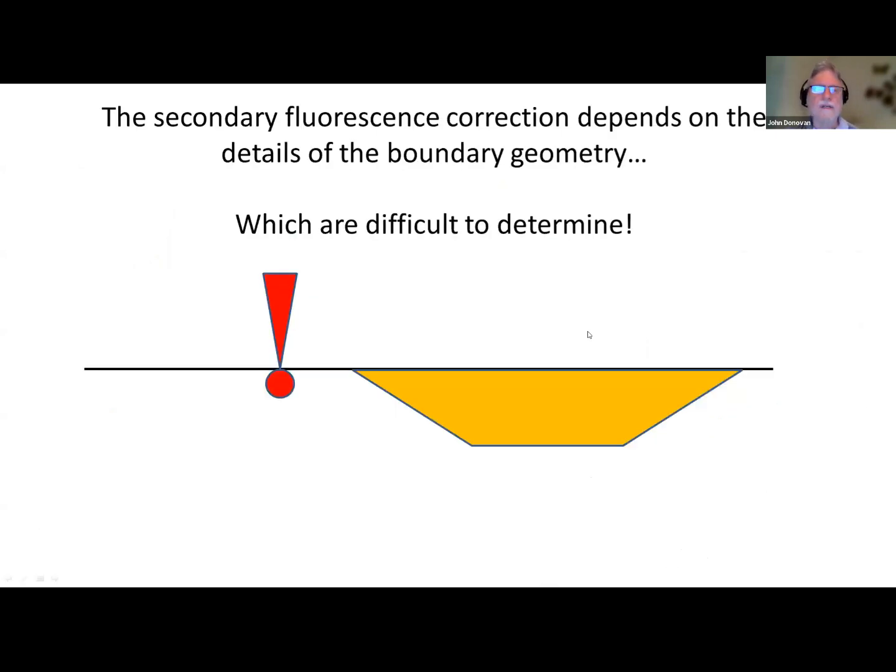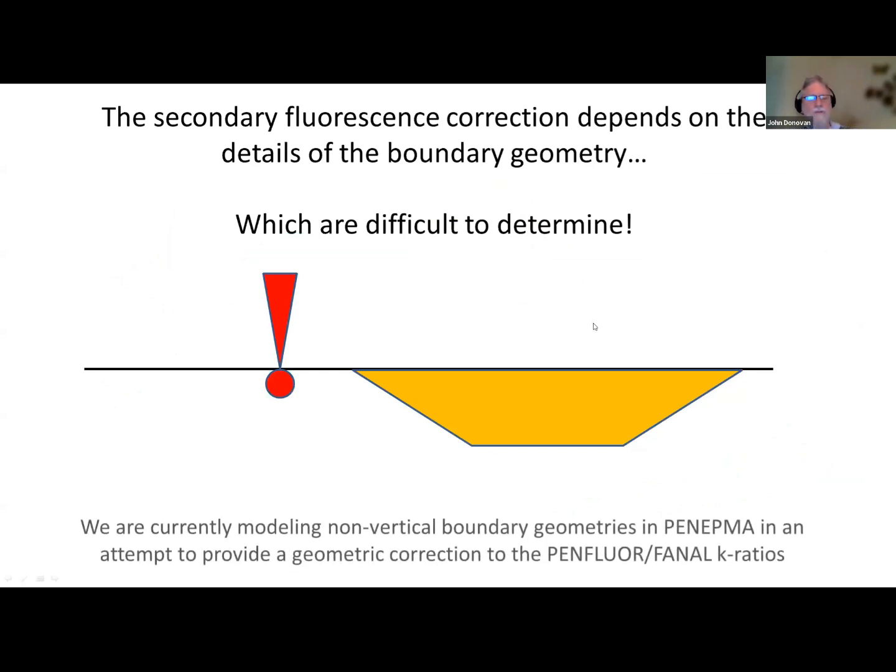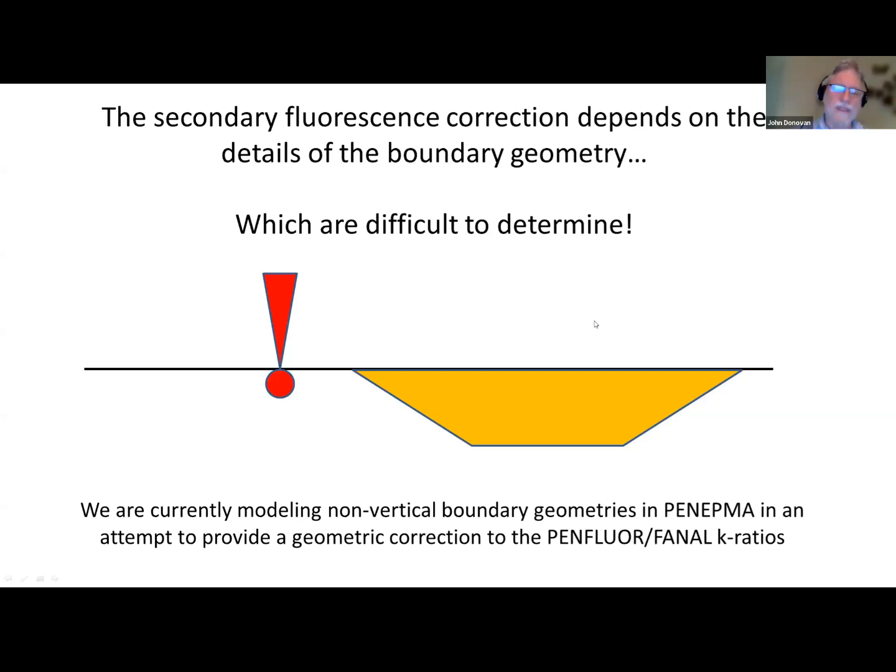So we're running models right now, trying to see if we can come up with a geometric correction. Right now you can just move the boundary around until you think you're getting a 0 where you're supposed to get 0, which I hate to do. I hate to even mention it, but unfortunately, we can't be guaranteed to always have a vertical grain boundary.